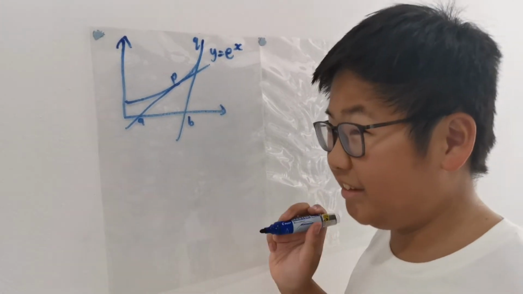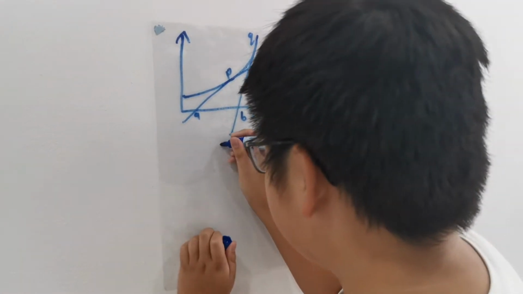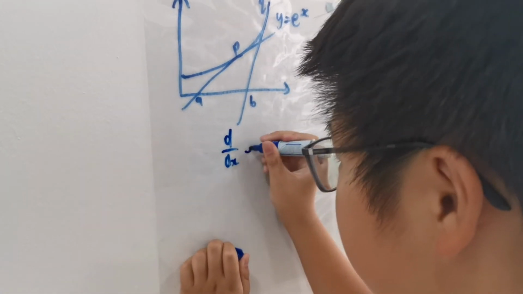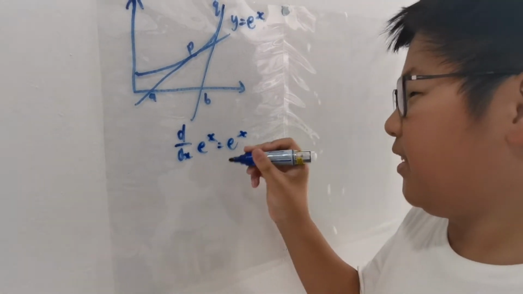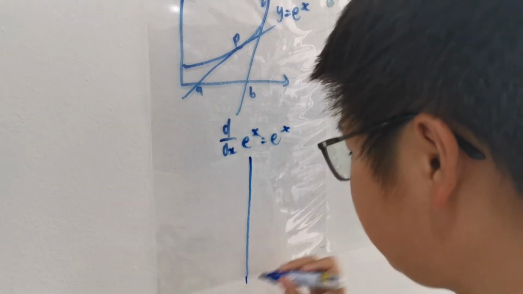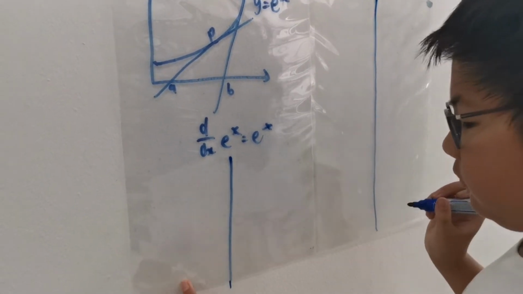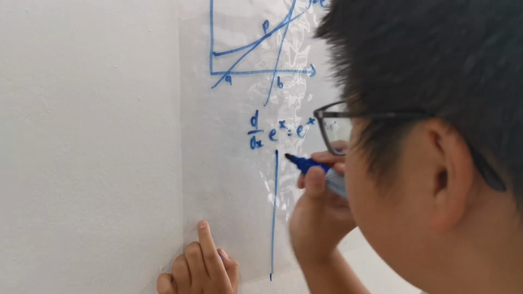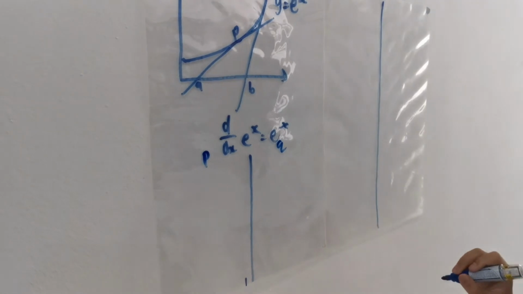So, how to find the tangent? Luckily for us, we had found the derivative of this. So, d over dx of e^x equals e^x. How blessed we are! e^x is its own derivative. Now, let's split this into two columns of equations. Now, we start at P. This is for P and this is for Q.